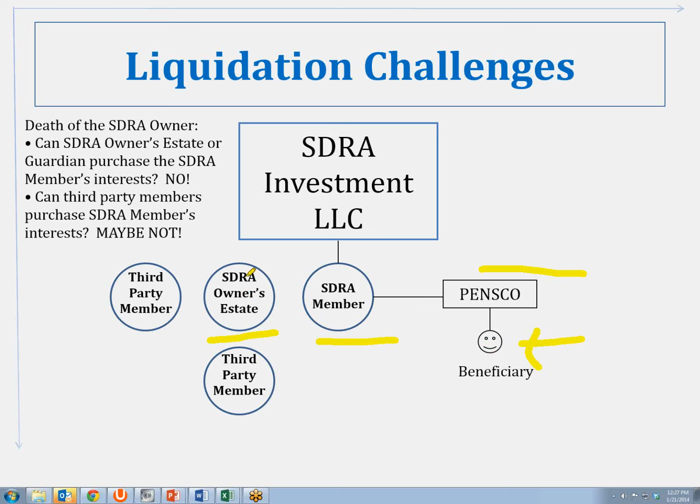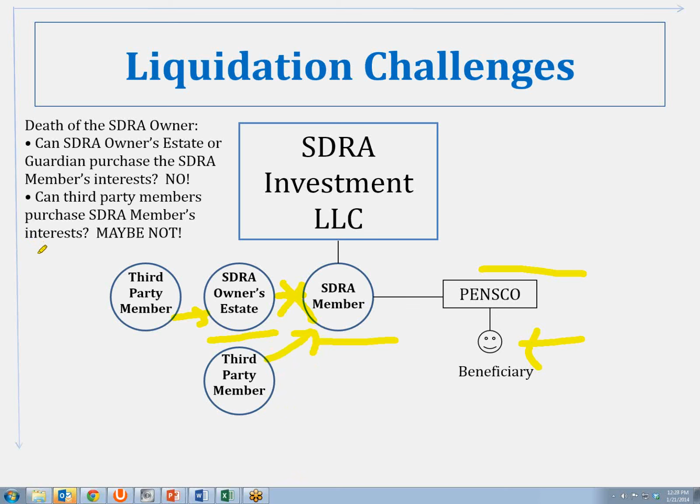So that makes this buyer over here, the self-directed retirement account owner's estate, a disqualified person. So he or she can't buy the self-directed retirement account member's interests. The estate can't buy that. There can be no transfer here. All right. What about the third-party members? Well, these people typically would be looking forward to being able to buy from the estate and/or from the retirement account itself. All right. Well, can they do that?